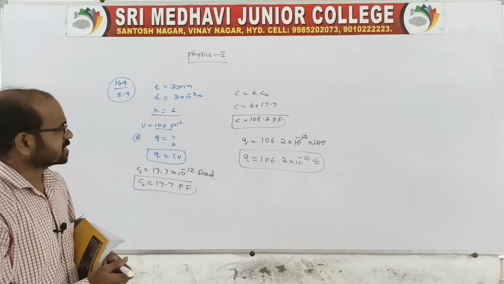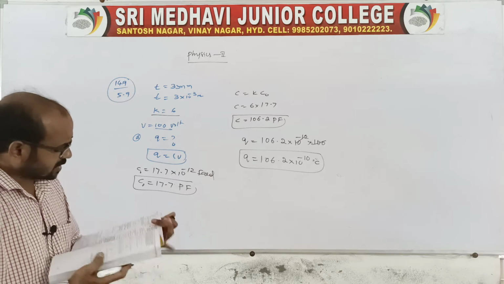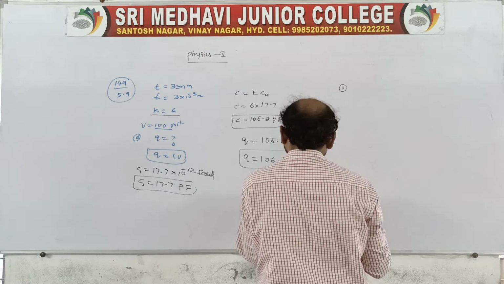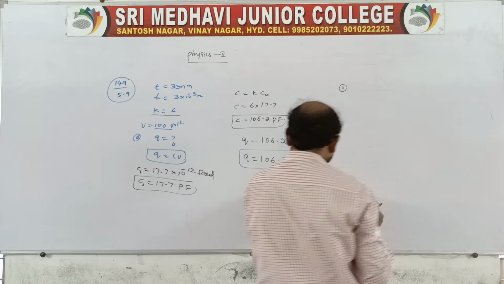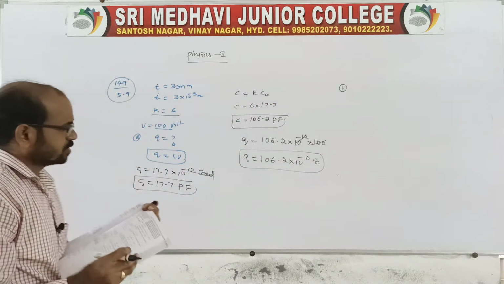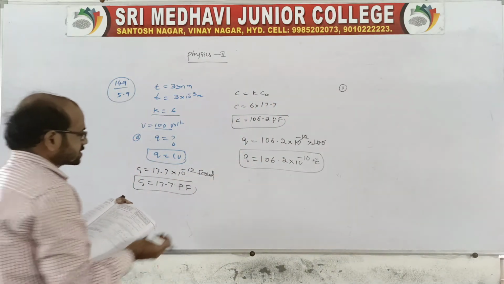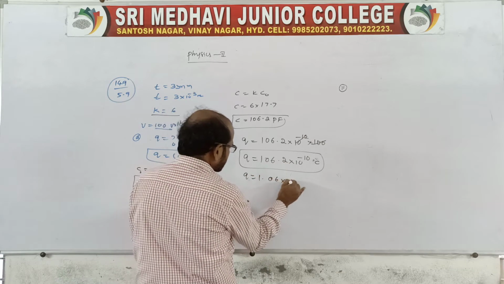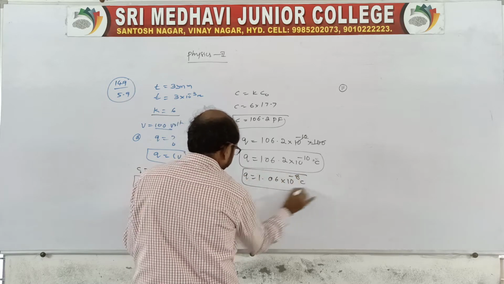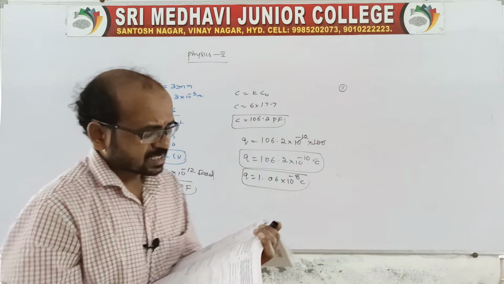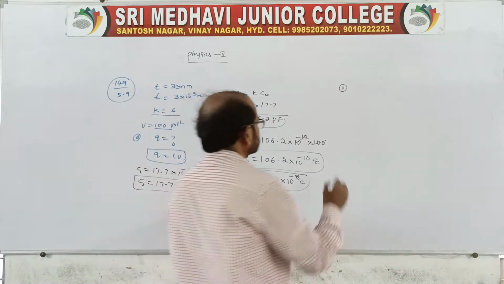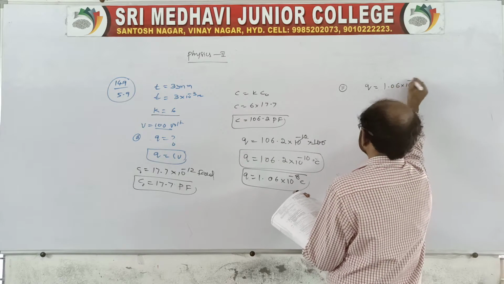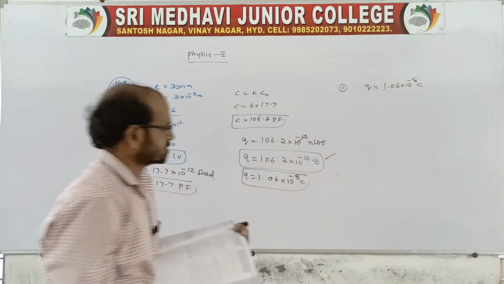Now the second part, part B, is asking what happens after the supply was disconnected. We can also simplify this: Q is equal to 0.6 into 10 power minus 8. When the supply is disconnected, the charge on the capacitor will be the same, because it is already charged, 10 power minus 8 coulombs, or you can take 10 power minus 10 also. Nothing will change.